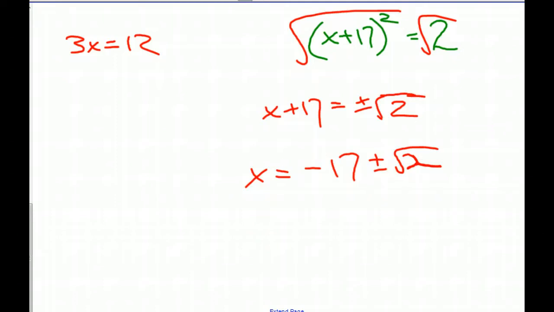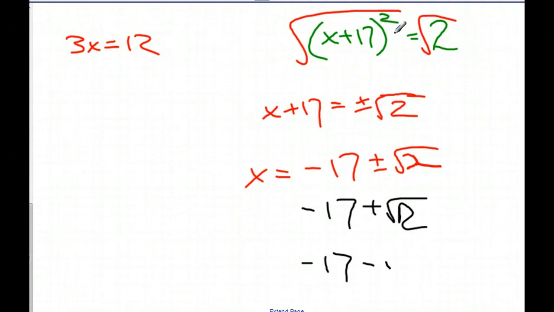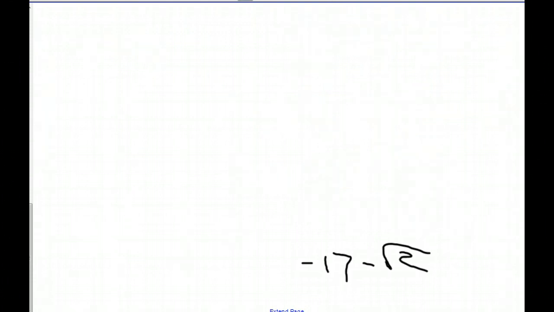Why would it not be plus? x plus 17 equals plus or minus the square root of 2. We took the 17 and moved it to the other side, so it made it negative. You see why we have a plus or minus here in the beginning? Just these two would change. All right, one more, and we'll call it good.